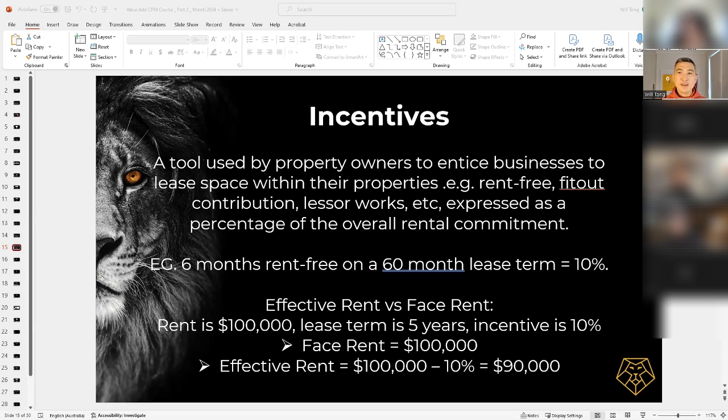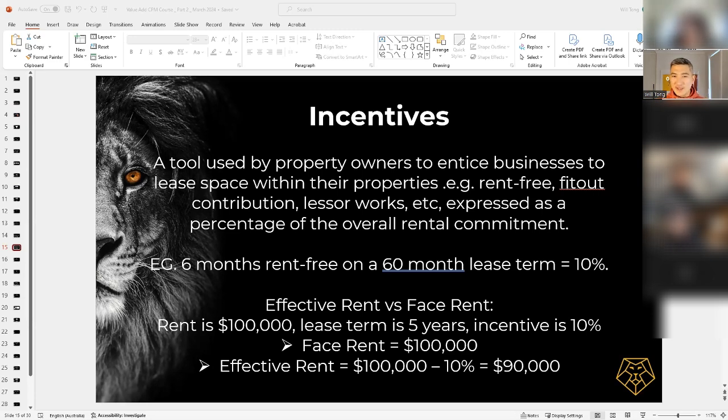Each market and each property type would have different incentive levels. Now, incentives are not a fixed rule. You don't have to give an incentive. But sometimes when tenants are shopping around and they're saying, well, if this owner is giving me an incentive, why can't you give me an incentive? Sometimes you just have to meet the market.